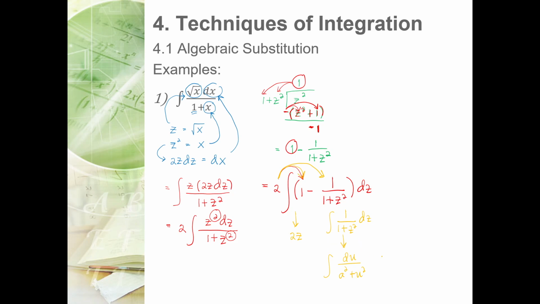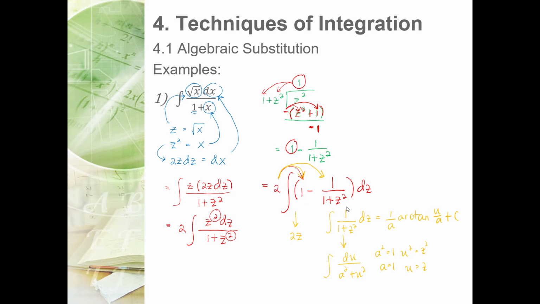Okay? So a squared being 1, a is 1, u squared is z squared, so your u is z. And the answer for this particular format is again in inverse trig. That's 1 over a arctangent u over a plus c. Diba?